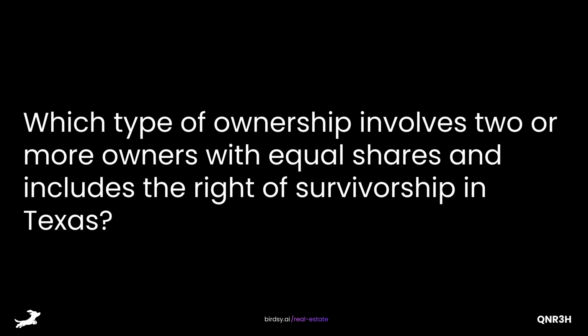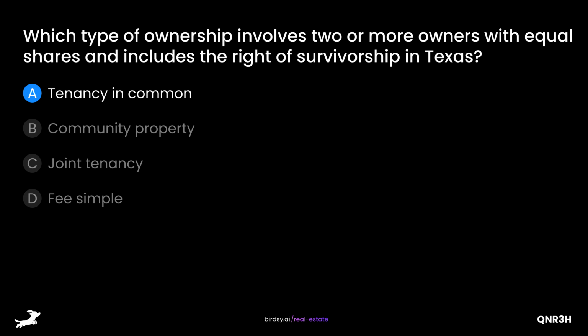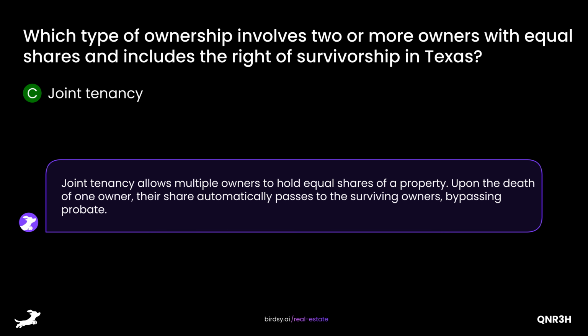Which type of ownership involves 2 or more owners with equal shares and includes the right of survivorship in Texas? Is it A, tenancy in common, B, community property, C, joint tenancy, or D, fee simple? The answer is C, joint tenancy. Joint tenancy allows multiple owners to hold equal shares of a property. Upon the death of one owner, their share automatically passes to the surviving owners, bypassing probate.